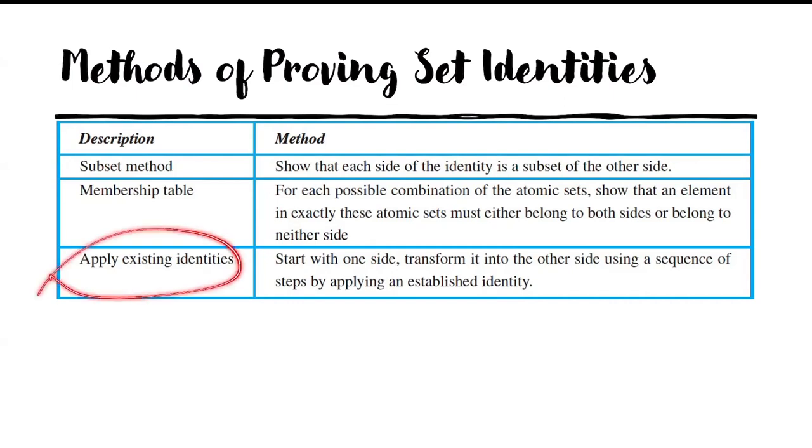And then applying the existing identities, where you start with one side, and then you transform it into the other side using a sequence of steps by applying the established identities. So pretty much we get it from the same as the propositional logic.